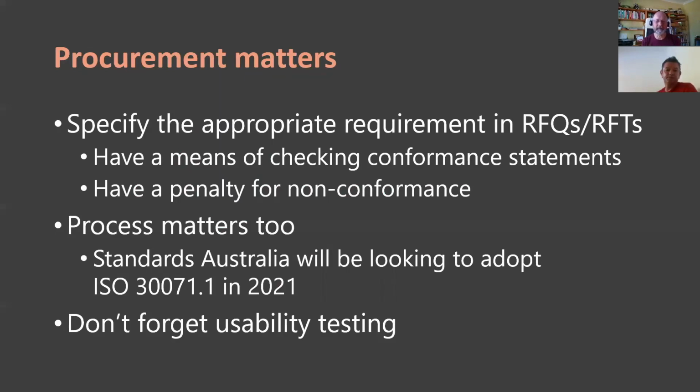So that sort of is stressing that the process of purchasing accessible ICT and making sure that it meets your requirements matters. Standards Australia next year will probably be looking at the adoption of an ISO standard, ISO 30071.1, which talks about the process that you have internally for ensuring accessibility of your ICT products and provides some guidance around that. And Jonathan Hassel has already talked about this.